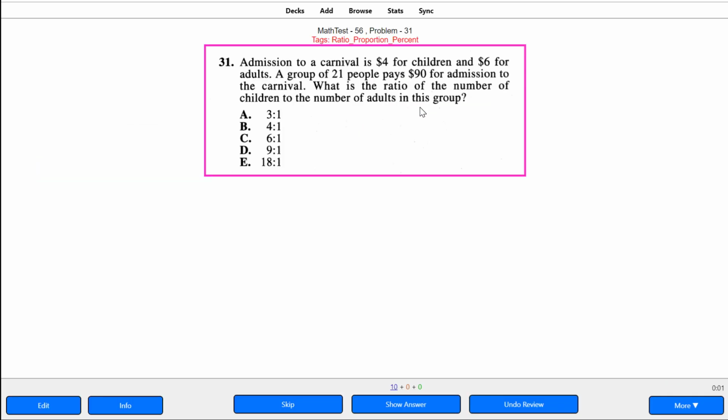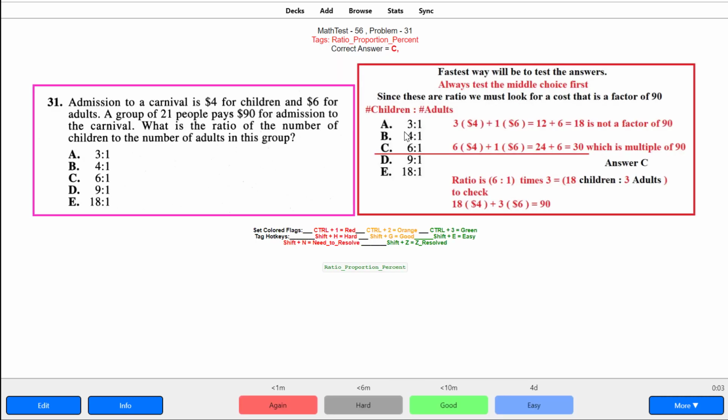Okay, problem 31, they have admission into a carnival. They got 21 people going in. They've got $4 per child, $6 for adults. The best way to set this up is to just test numbers. Just start in the middle at a 6-to-1 ratio. Let's test it and see if it works. But we also have to remember to check and see if it also totals up to 21.